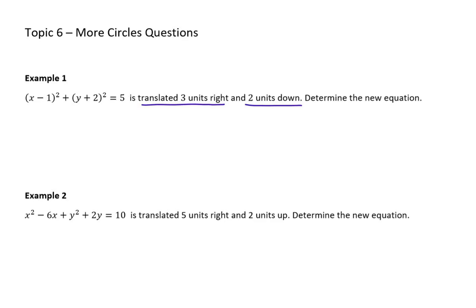Now I think the most important thing to realize is that when you translate a circle, the only thing that's affected is the center of the circle. Of course the entire circle moves, but in terms of characteristics of a circle, we have the center and the radius. The radius won't change. So basically I need to move 3 units right, and when you move right, you subtract 3.